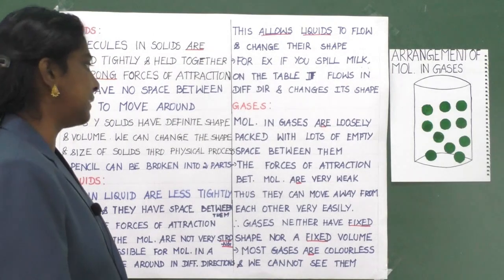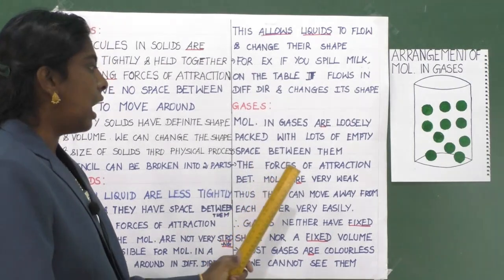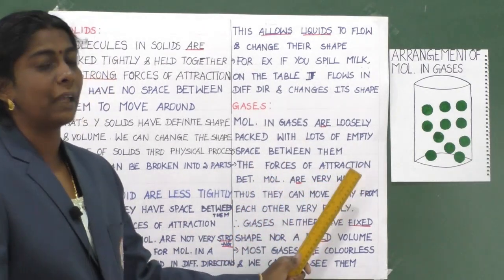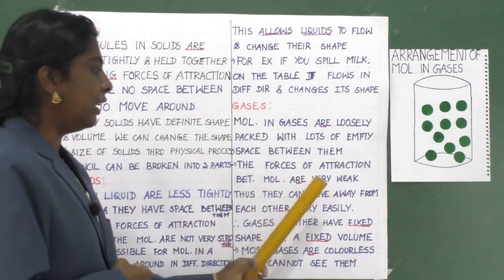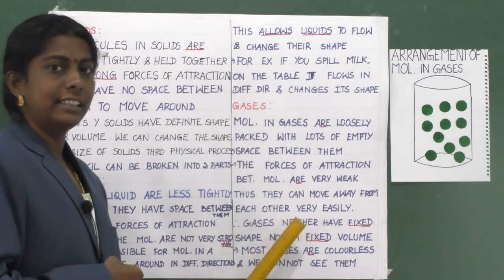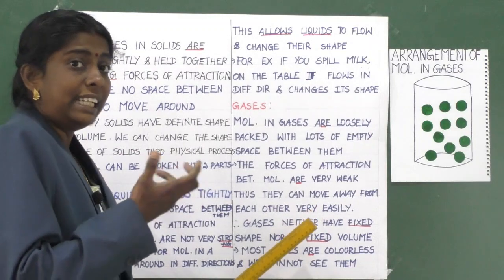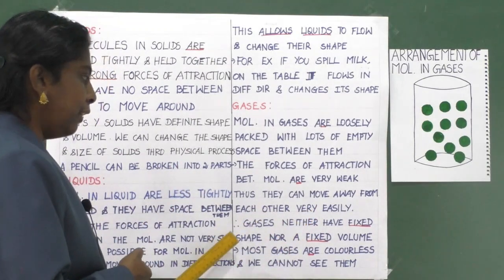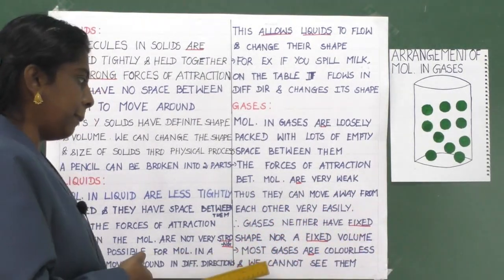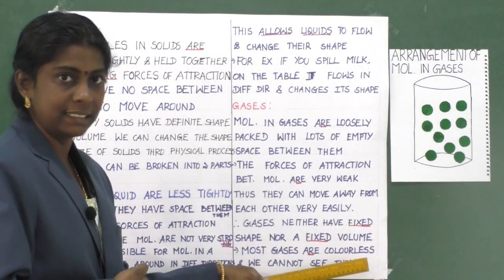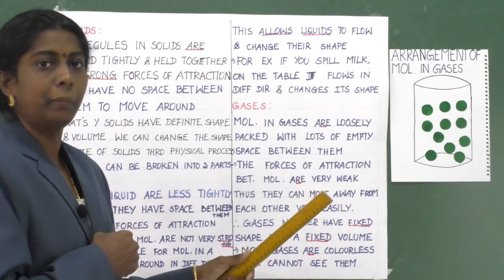Is it not? Yes. The forces of attraction between molecules are very weak. Thus, they can move away from each other very easily. They can move from place to place very easily. Therefore, gases have neither a fixed shape nor a fixed volume. Is it not?